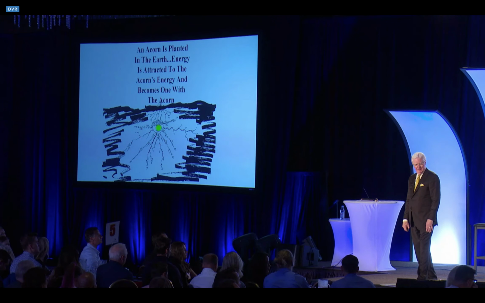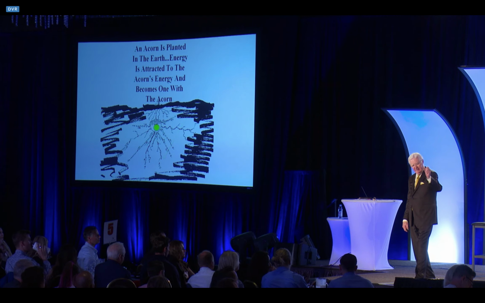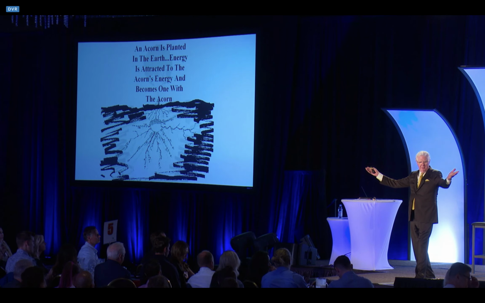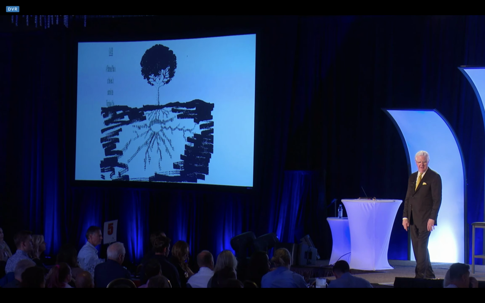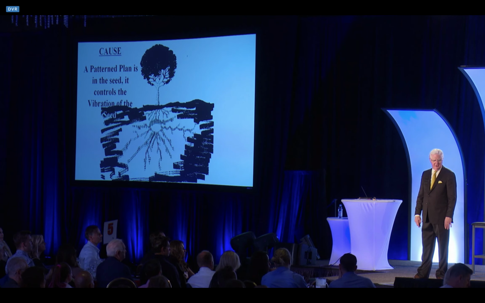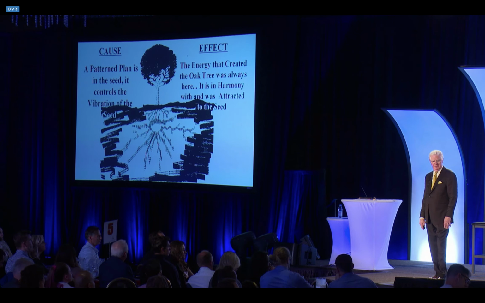Now think. Here's the energy. I just use this one as an example. There's a stream of them, just like little soldiers marching right towards the acorn. They become one with the acorn, it expands. Shoots come out the bottom, pretty soon shoots come out of the top, and we attract from where? From the universe. It's all here. Now think. A pattern plan is in the seed. It controls the vibratory rate of the seed. Okay? The energy that created the oak tree was always here. It's in harmony with and was attracted to the seed.